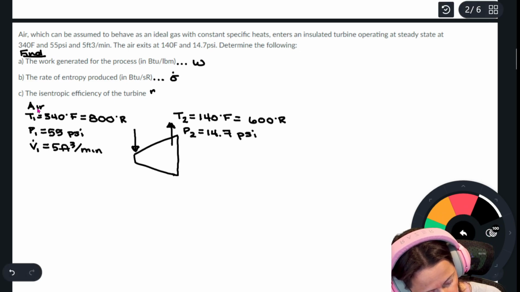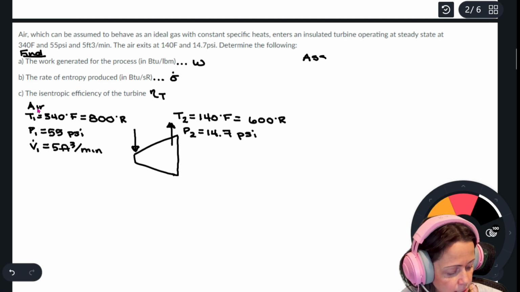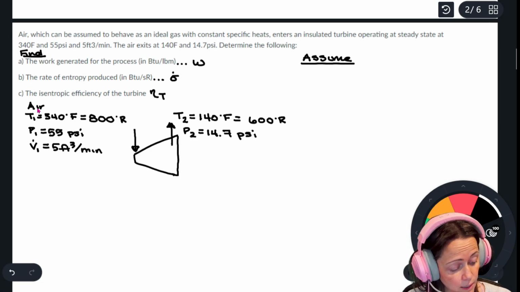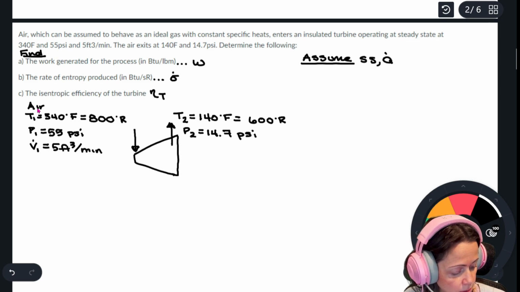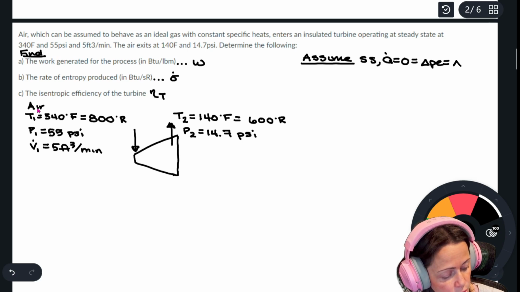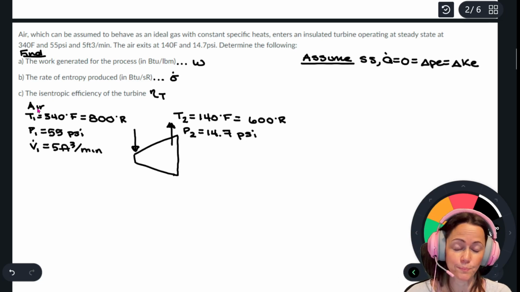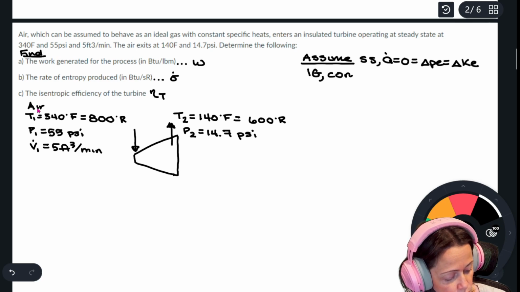And then I also want to find the isentropic efficiency of my turbine. Typical assumptions that you're going to make for a turbine: steady state, d/dt equal to 0, changes in kinetic and potential energy are negligible. There we go. So that's good. And then they also told us that we got an ideal gas, and we're supposed to assume constant specific heats.